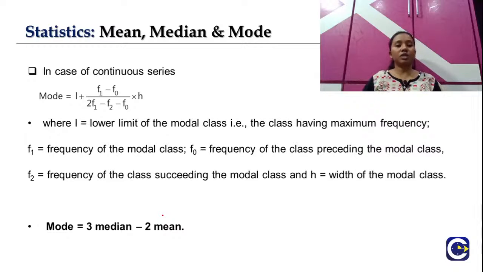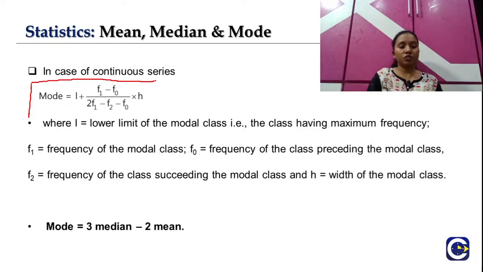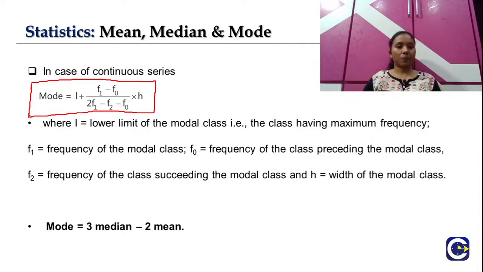Right. So now the question is how we will find the mode for a given continuous series. In order to find the mode, the first thing we have to find is the modal class. Like how we did for the median, here we have to find the modal class. And this is the formula which is applicable to find the mode of a given continuous series. Let's see what the variables are and what each of them stands for.